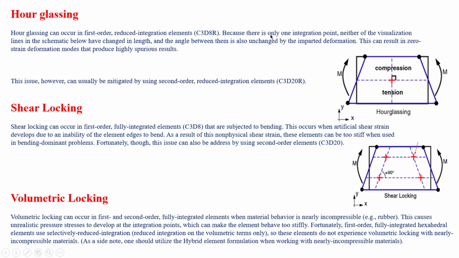So it won't help us to deform; the element will not deform like this, and it won't have this angular deformation as well. Due to this, the material becomes too stiff, giving highly spurious results. It won't deform as we expect, so the hourglassing issues will happen inside the model. To avoid this, we can consider second order elements, that is C3D20R, hexahedral second order elements with reduced integration.